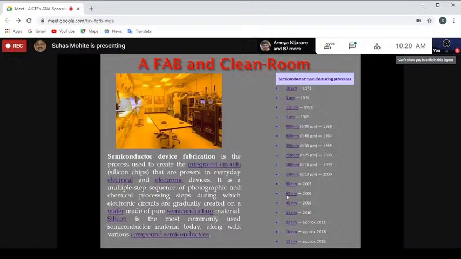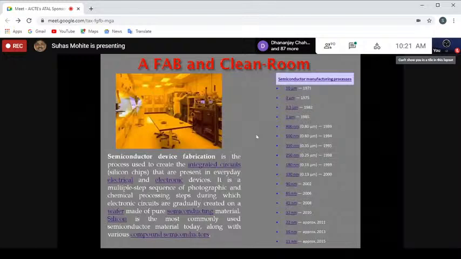Now this is how a fab looks like. It's called a clean room. Class 10, class 100, and class 1000 clean rooms are present, and based on the kind of activities that you are doing, these particular clean rooms are designed. Semiconductor device fabrication is the process used to create integrated circuits or silicon chips that are present in everyday electrical and electronic devices. It is a multiple step sequence of photographic and chemical processing, as I told you, etching and deposition, during which electronic circuits are gradually created on a wafer made of pure semiconducting material, silicon.